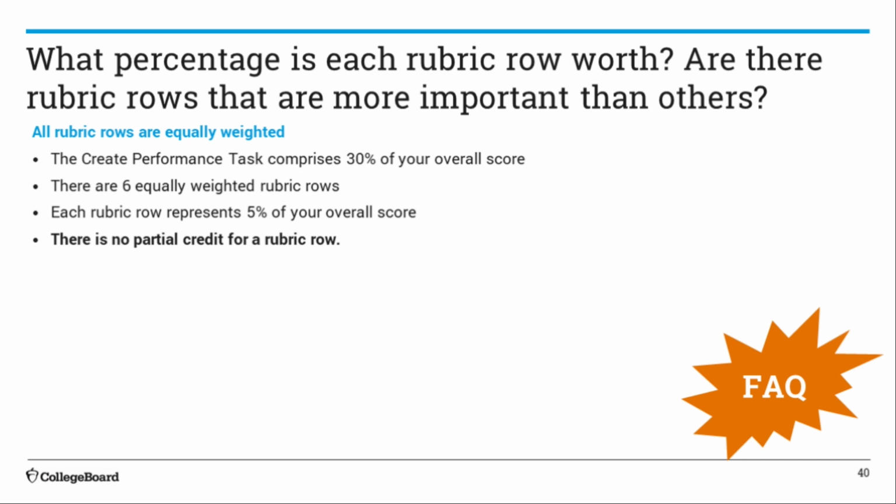I just answered this. What percentage? Create is 30% of your overall score, with 6 equally weighted rubric rows. So do not think that one is better than the other. They are all equal, and they're all 5%.